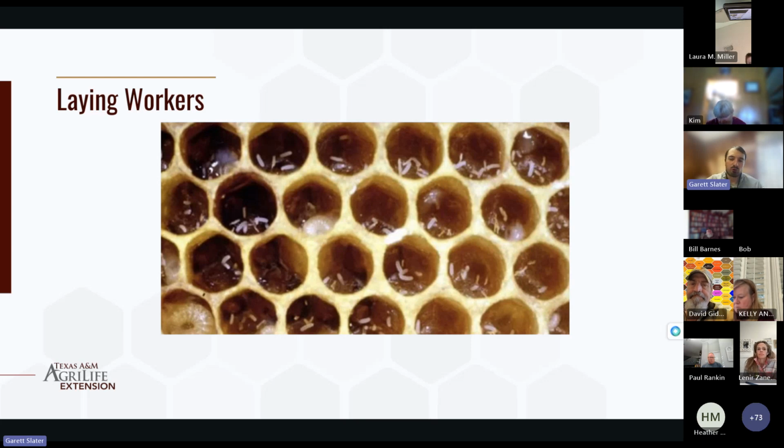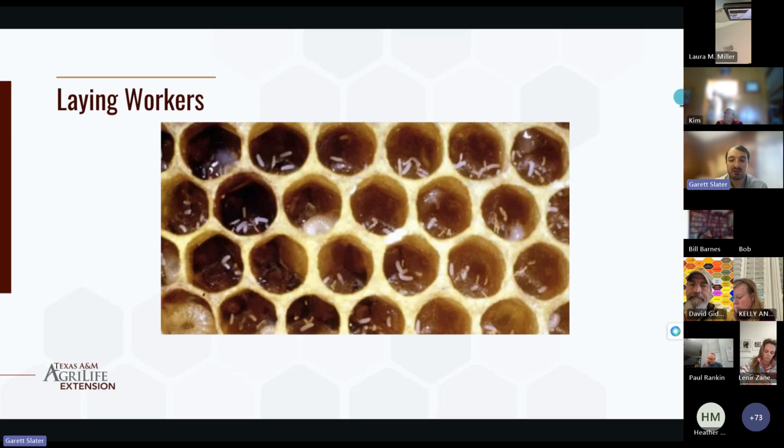Now, like I mentioned, the workers do have ovaries, but they're shriveled compared to a queen. So the ovaries are quite a bit smaller, and they can't produce very many eggs. They also don't have a spermatheca, so they can't fly out and mate with a drone to store sperm. But workers can lay unfertilized eggs, so that means all these eggs become males.